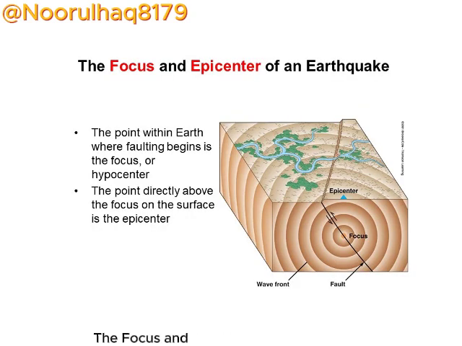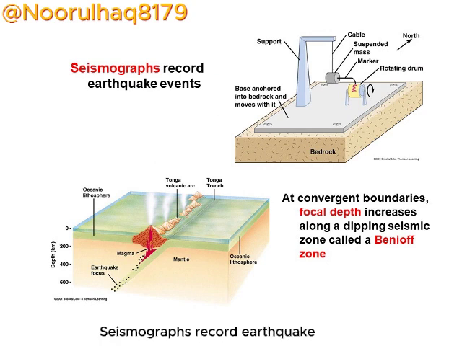The focus and epicenter of an earthquake. The point within Earth where faulting begins is the focus, or hypocenter. The point directly above the focus on the surface is the epicenter. Seismographs record earthquake events at convergent boundaries. Focal depth increases along a dipping seismic zone called a Benioff zone.